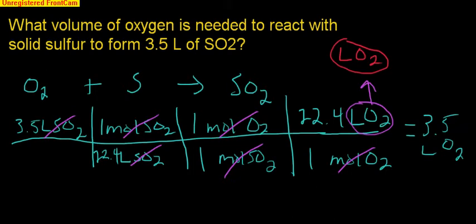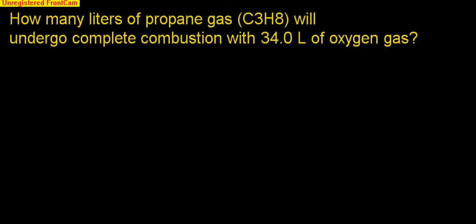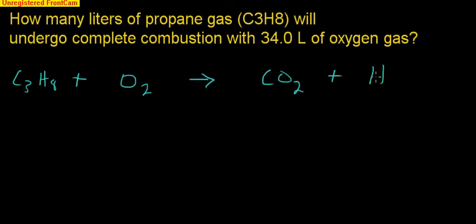So let's scroll down and we'll do one more example. Here it says how many liters of propane gas will undergo complete combustion with 34 liters of oxygen gas. Just like before, the first thing we need to do is write a balanced chemical equation. So let's start out with our propane gas, which is C3H8. Now remember, a complete combustion reaction means the hydrocarbon, in this case propane, is mixed with oxygen, and the products of complete combustion of a hydrocarbon are always carbon dioxide, CO2, and water, H2O.